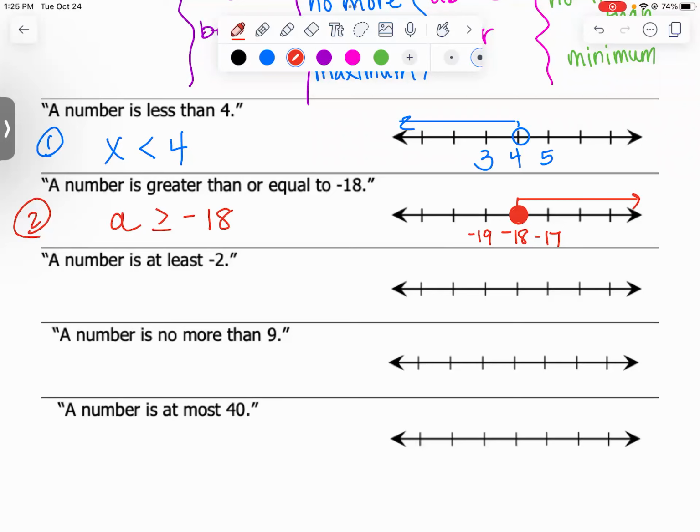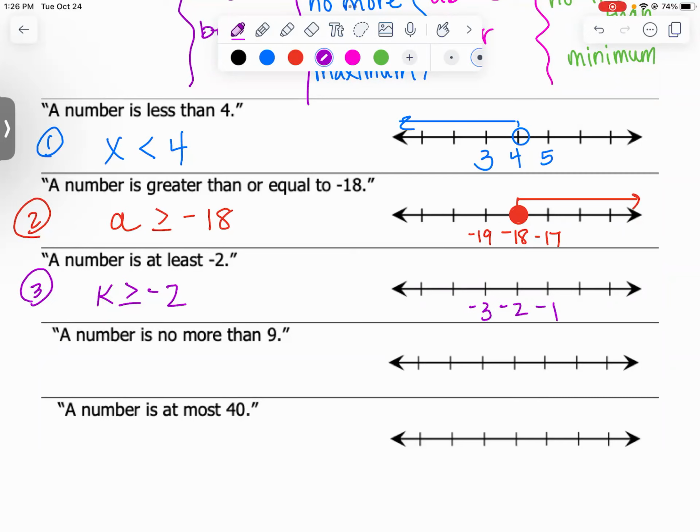Okay. Now let's get into the fun stuff. A number is at least negative 2. At least negative 2. So a number, how about K for Kanaya? Okay, Austin, what symbol are we gonna put? Greater than or equal to negative 2. Does that make sense? A number is at least negative 2. The smallest it can be is negative 2, and then it needs to be bigger. Okay, which means we're gonna go over here. We're gonna draw our number line.